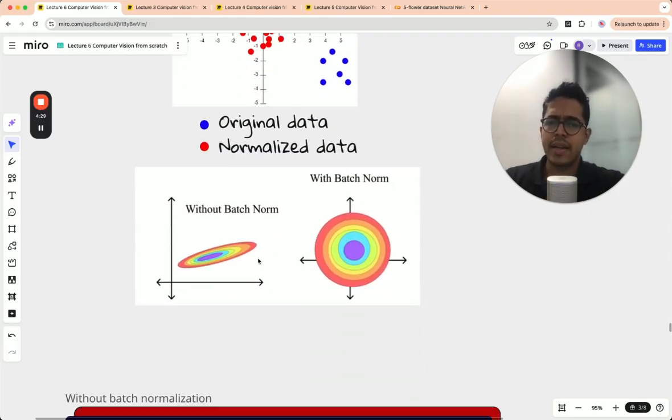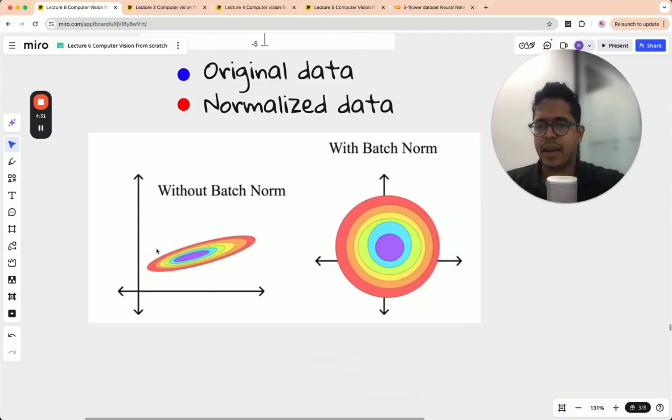So this is also another example of the same thing. You have data which has huge variation along the x-axis. Along the y-axis, the variation is a little bit. The mean is not 0, but here you brought the mean close to 0, and the variation along each of these axes is now converted to unity. So this is called batch normalization.